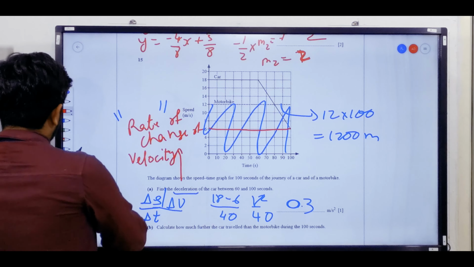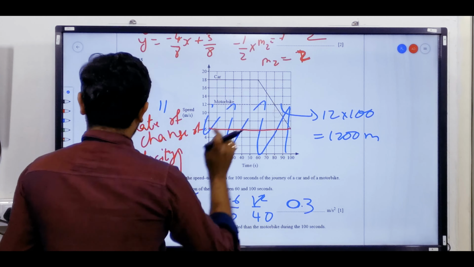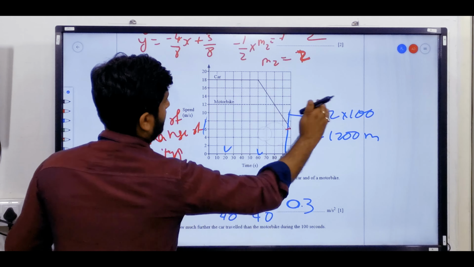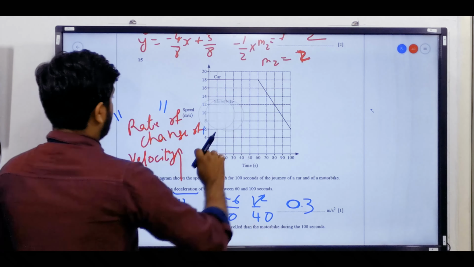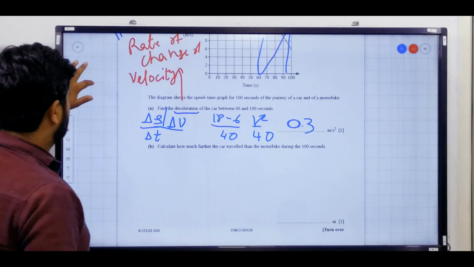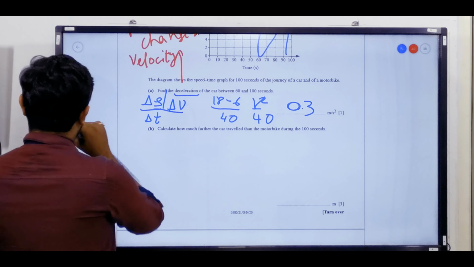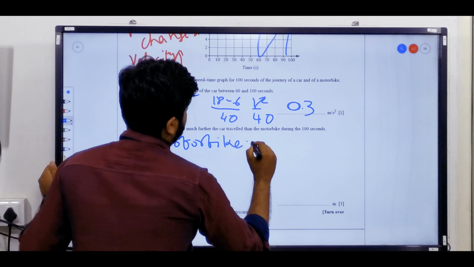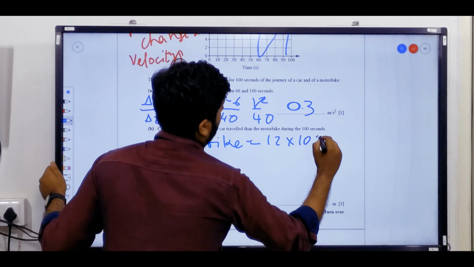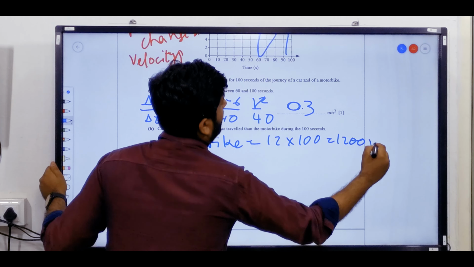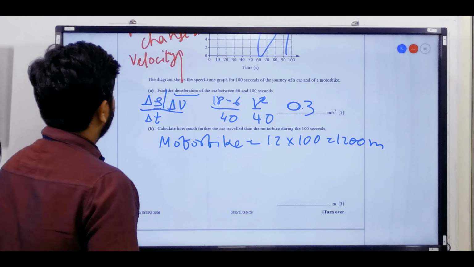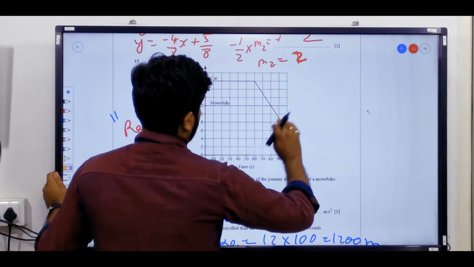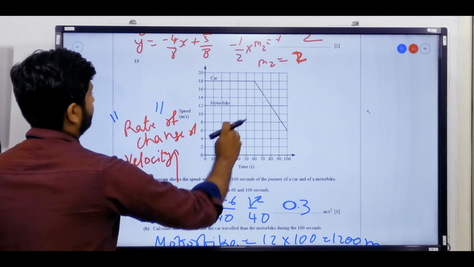So let me divide. I am erasing this motorbike portion. Let me just erase this. I am writing it downwards. For the motorbike, the total distance traveled is 12 into 100, which is 1200 meters. Now for the car, let us find this area.